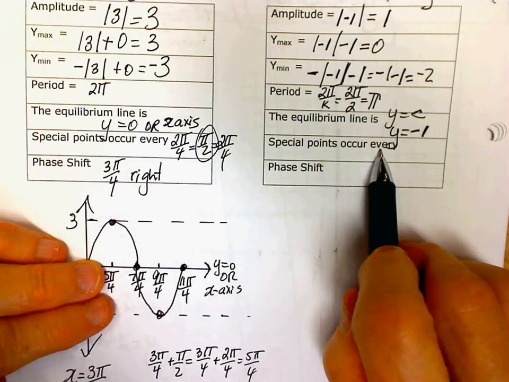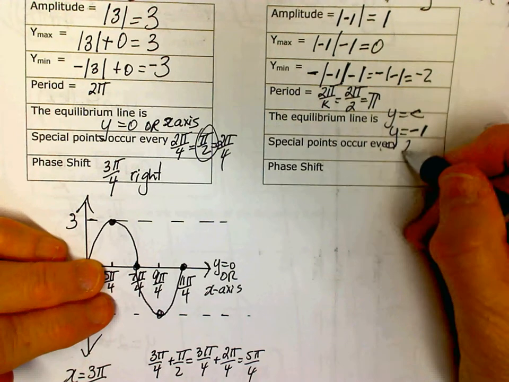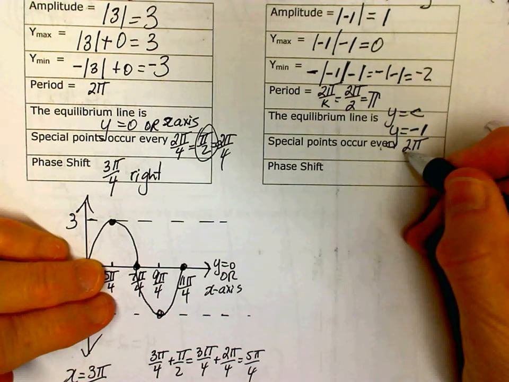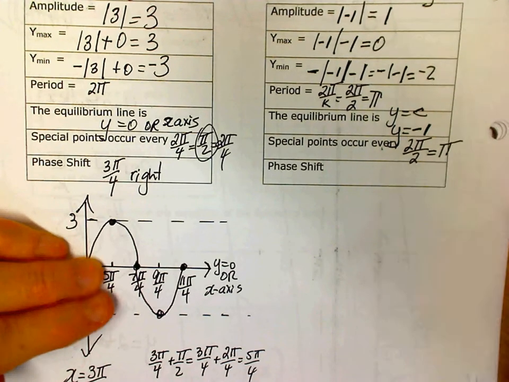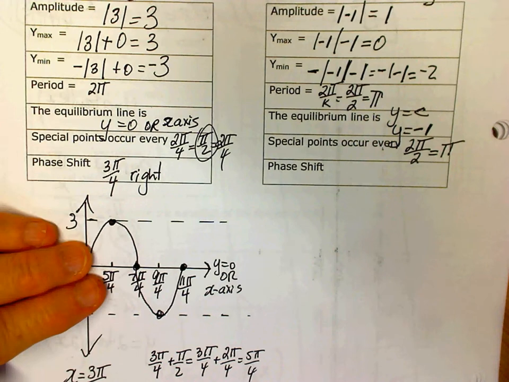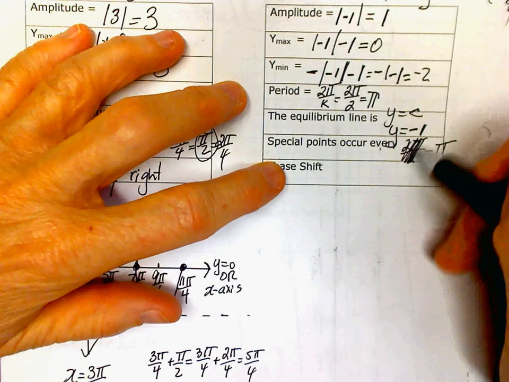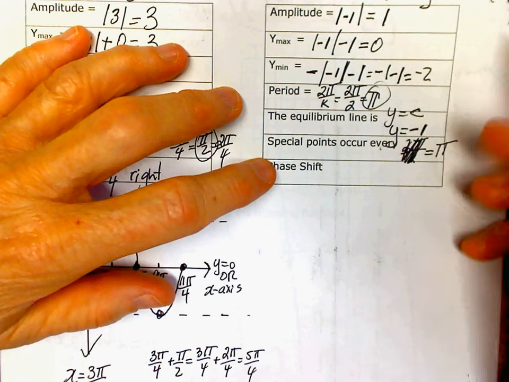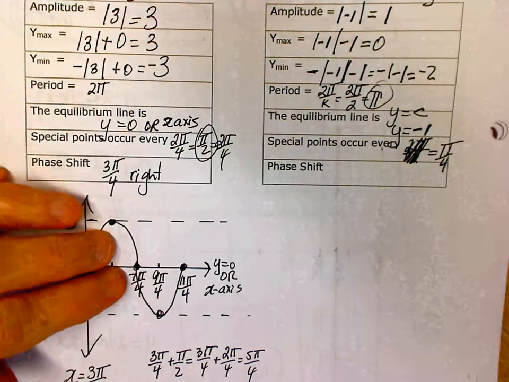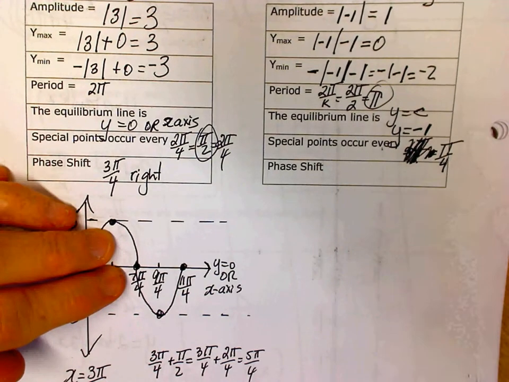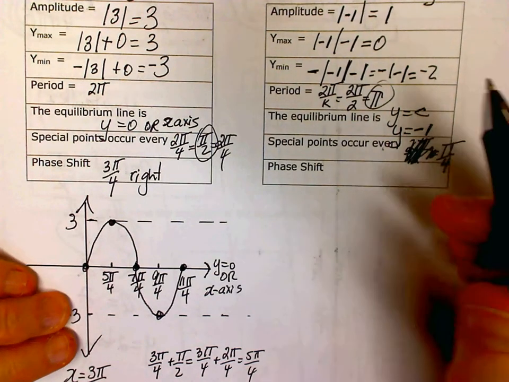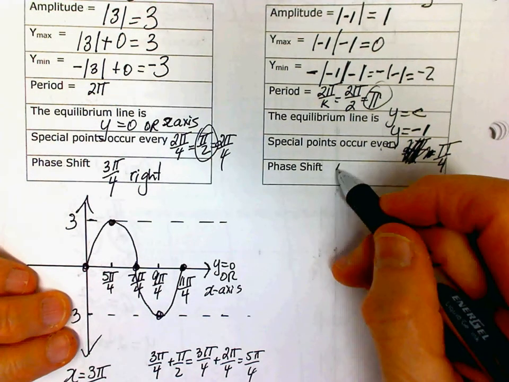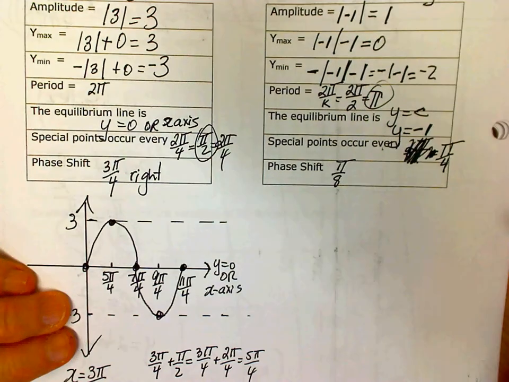Special points occur every 2 pi divided by k with 2, which our period of special points occur every pi. No, what am I doing wrong? What did I do wrong? Yeah. Special points every period divided by 4. Better? And our phase shift is pi by 8 to what? Left, right?